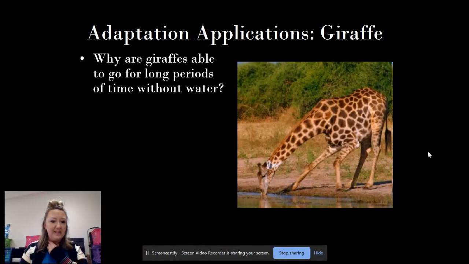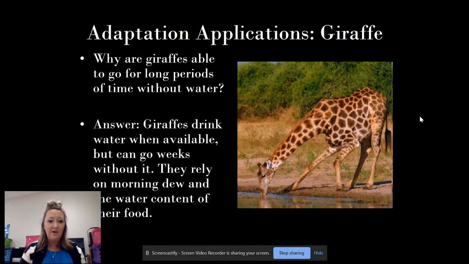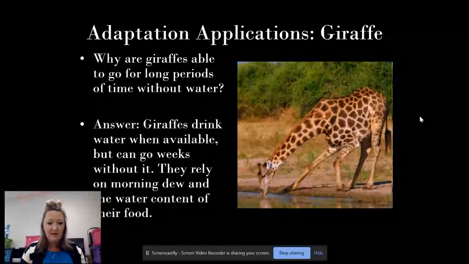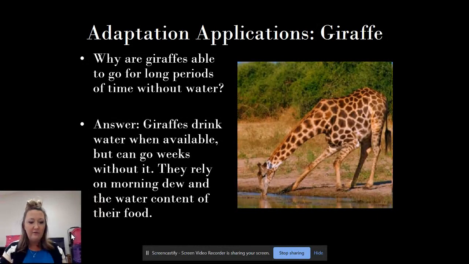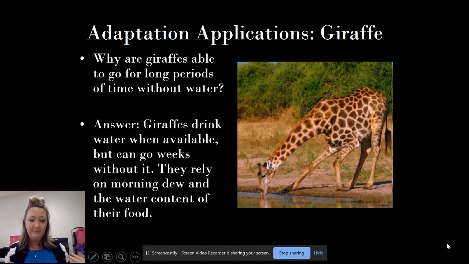Why are giraffes able to go for a long period of time without water? I think it's so funny if you look at that picture, how a giraffe has to drink and they kind of have to squat down like that. They can go for a long time without water because they rely on the water content of the food that they eat. Remember, giraffes, for the most part, eat vegetation. They're going to eat vegetation from trees. And so they can get a lot of vegetation in their diet, which lets them get their water.